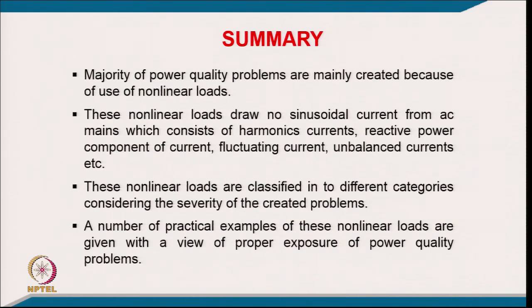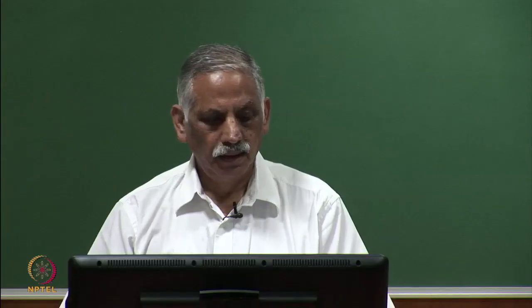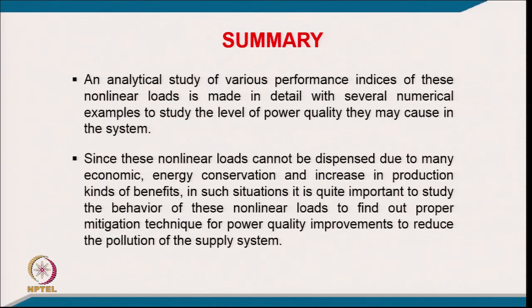So, we would like to summarize now what we did in this chapter on nonlinear loads. The majority of power quality problems are mainly created because of the use of nonlinear loads. These nonlinear loads draw non-sinusoidal current from the AC mains, which consists of harmonic current, reactive power component of current, fluctuating current, and unbalanced current, and these nonlinear loads are classified into different categories considering the severity of the power quality problems created, and a number of practical examples of these nonlinear loads are given with a view to proper exposure to power quality problems. And an analytical study of various performance indices of these nonlinear loads is made in detail with several numerical examples to study the level of power quality problems they may cause in the system.